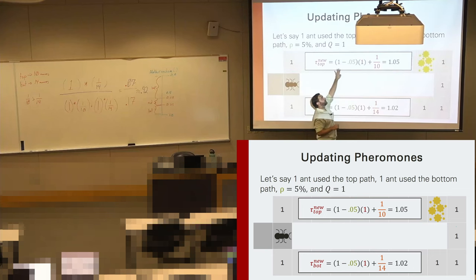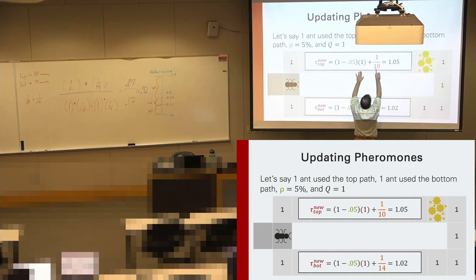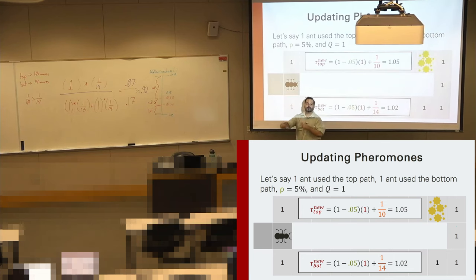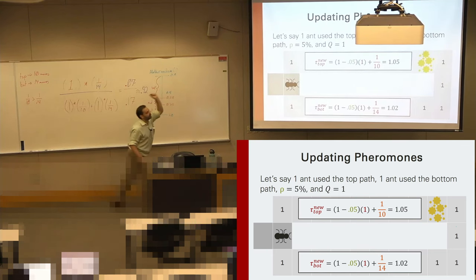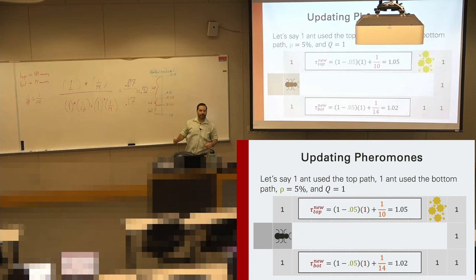All right, well, the original tau was a 1. Evaporation rate, 0.5, because I say it is. We take the original tau, there's our 1, and we add how much pheromone was dropped, aka Q, over the cost of the path, 10. You do this math equation, you plug this in, and that tau level is going to change from a 1 into a 1.05.